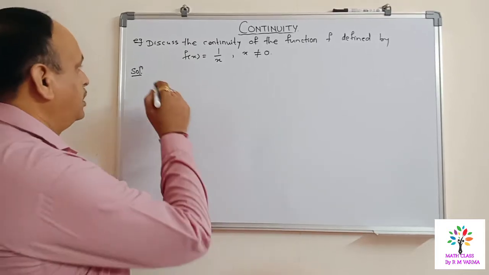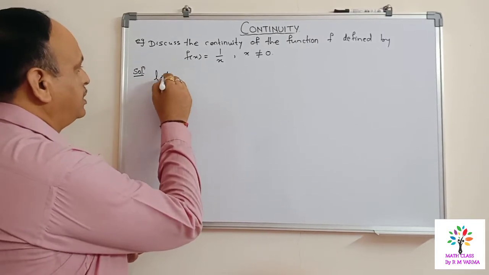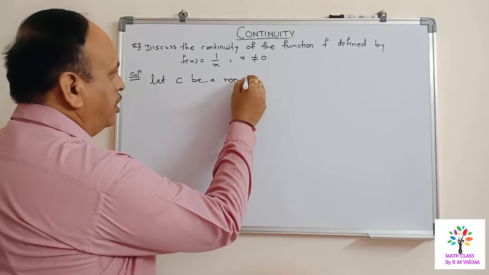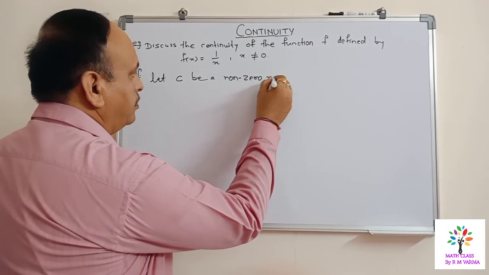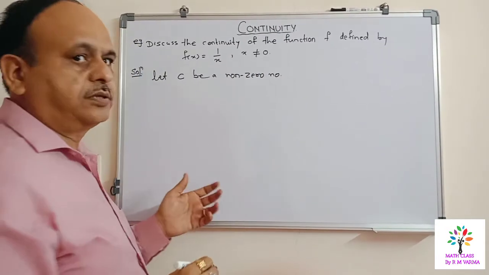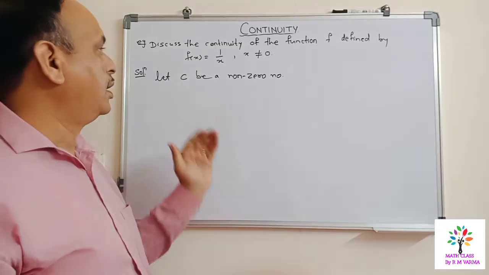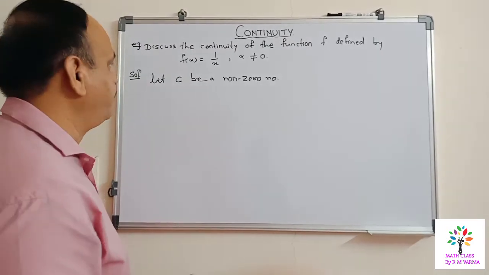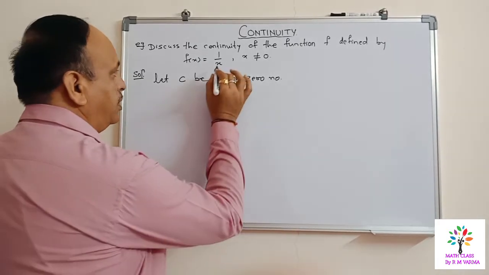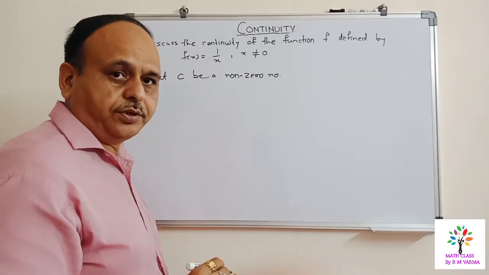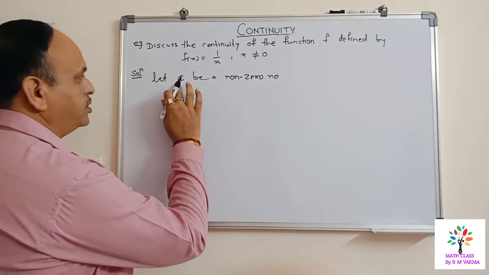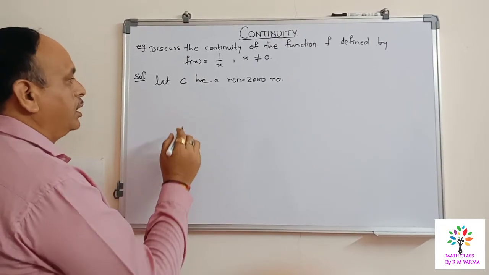For that, let c be a non-zero number. Non-zero number means c is not equal to 0. And on that number, we try to check and get the answer. Because we know that in the denominator we normally don't write 0, because we don't get the answer. So we check at c. So c is not a 0 number.